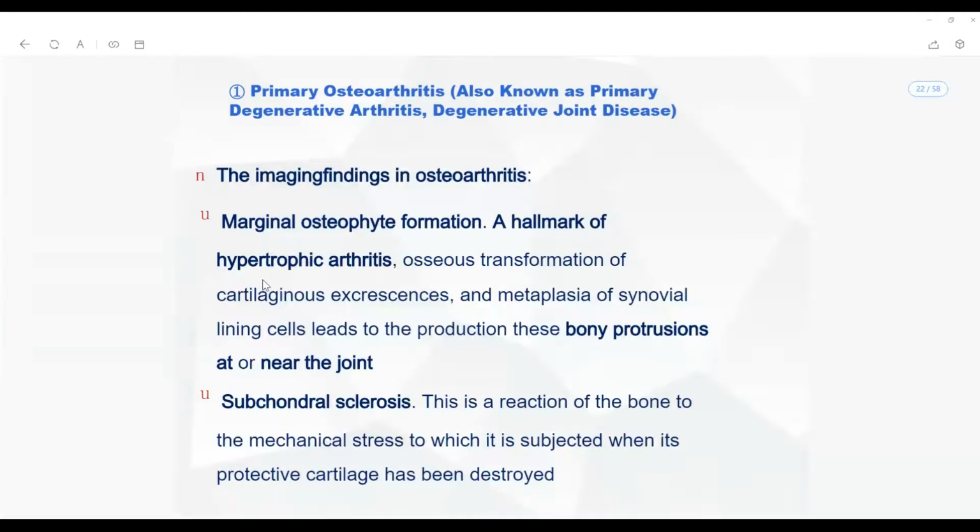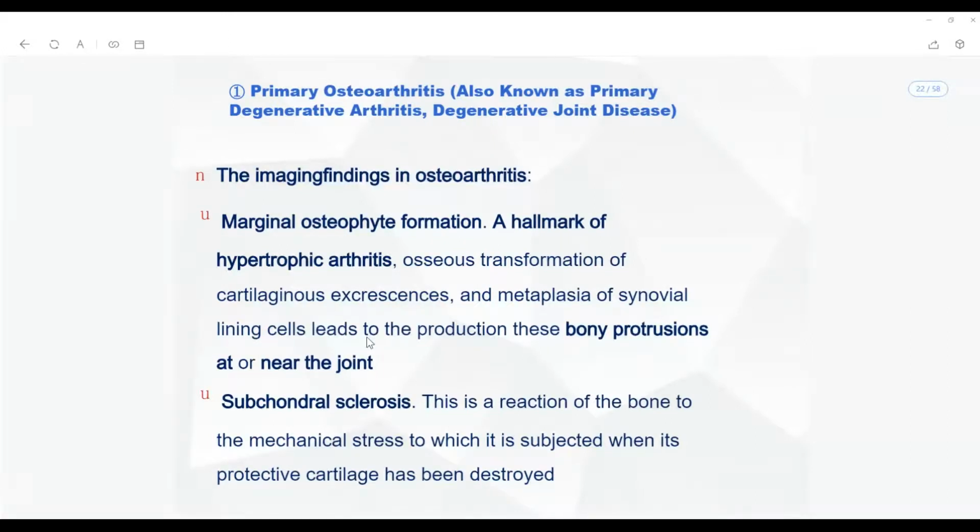Okay, marginal osteophytes are formed in osteoarthritis. You have to remember it that way. And then osseous transformation of the cartilaginous excrescences and the metaplasia of the synovial lining of the cells lead to the production of the bony protrusions near or at the joint. So what actually happens is that there will be a lot of wear and tear going on over time according to the advancement of age, which actually causes the osseous transformation of the cartilaginous excrescence.